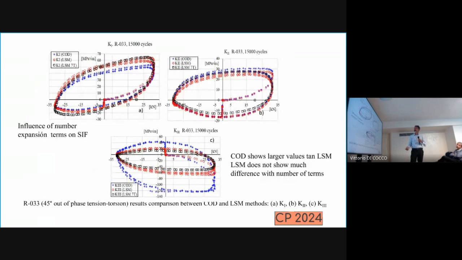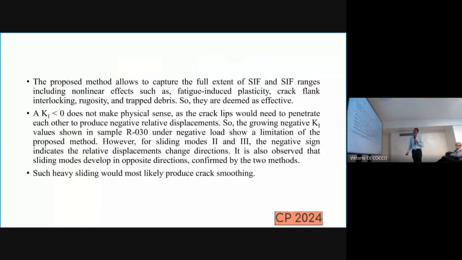This one is 45 degrees out-of-phase tension-torsion. Here we also check the influence of the expansion terms on the model, and we basically found that there was not much difference with the over-deterministic method. The method allows capturing the full extent of the SIF and the SIF range, including nonlinear effects such as plasticity, crack flank interlocking, and porosity.